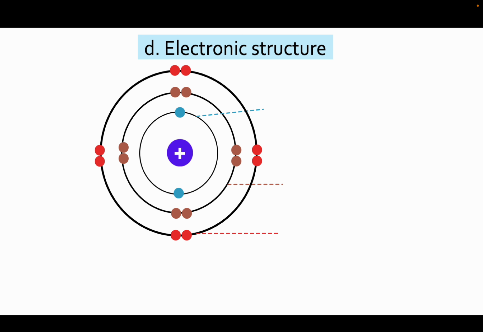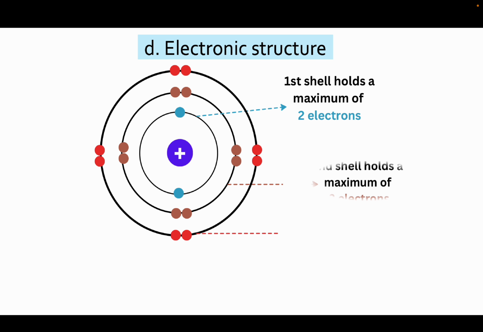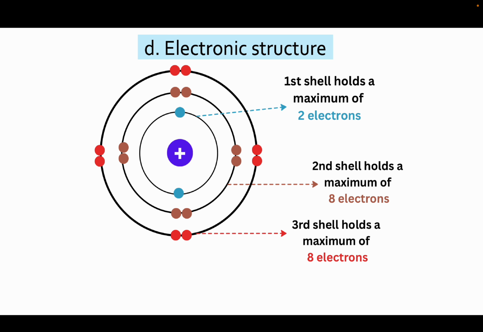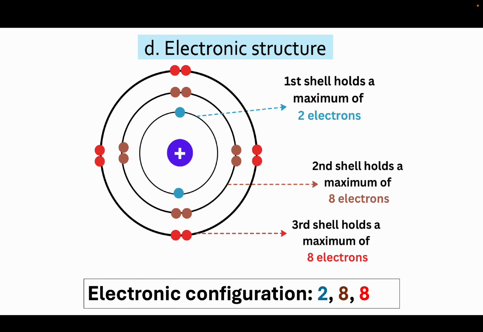We are now going to have a look at electronic structure. So the first shell is supposed to contain a maximum of 2 electrons. The second shell, as you can see, holds a maximum of 8 electrons, and the third shell holds a maximum of 8. So if you're asked to give the electronic configuration, you'd write it as 2, 8, 8. And of course that would vary for different atoms, however that is the maximum capacity that you need to know.